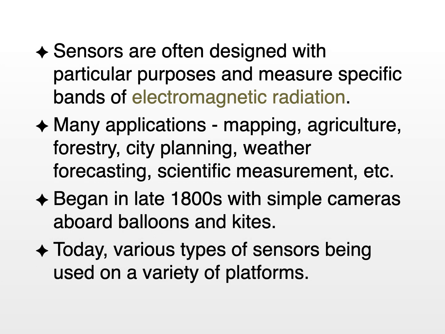aboard satellites. The first remote sensing was done in the late 1800s, and it involved the use of simple cameras that were sent aloft using balloons and kites. And guess what they were used for? War, to see troop movements and troop locations. Today, various types of sensors are being used on a variety of platforms.